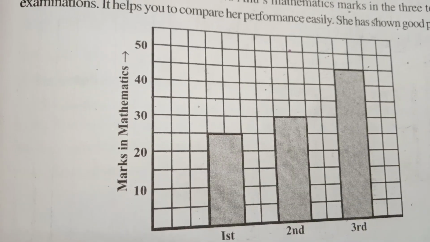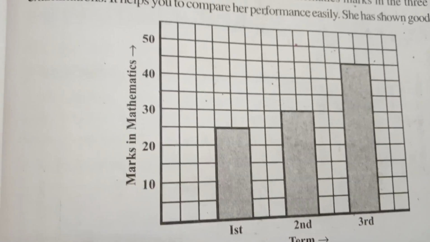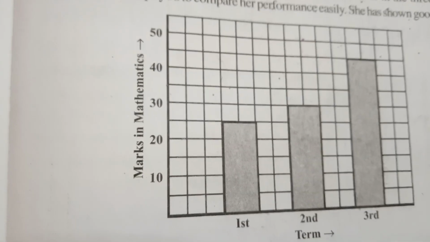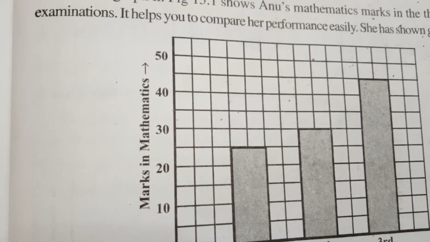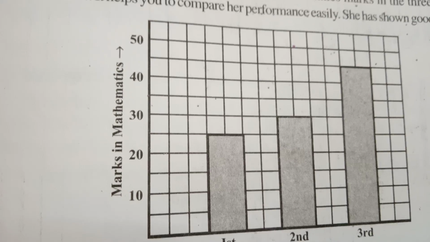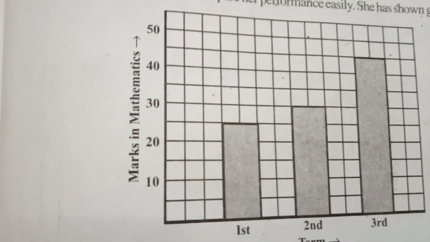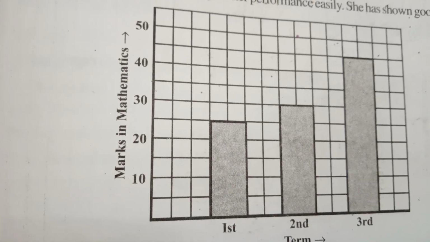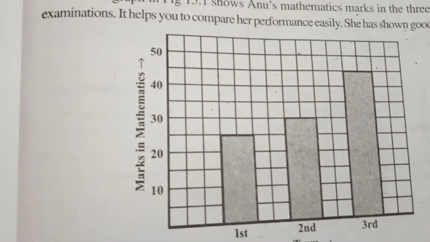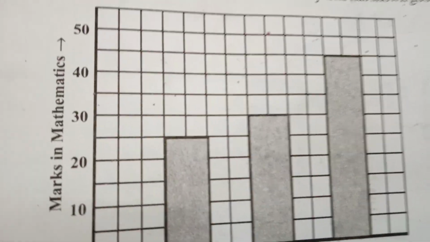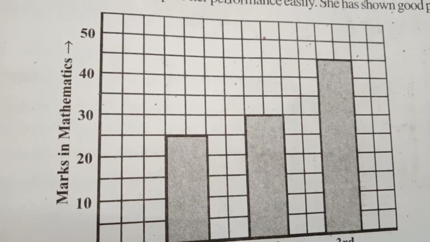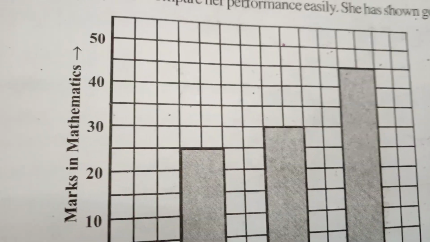The bars are rectangular and the width between the bars is the same. So a bar graph consists of rectangular bars and the space between the bars must be equal. Here we have marks in mathematics and the term examinations, term 1, term 2 and term 3. This is the bar graph. You observe it clearly, between the rectangular bars there must be equal space.